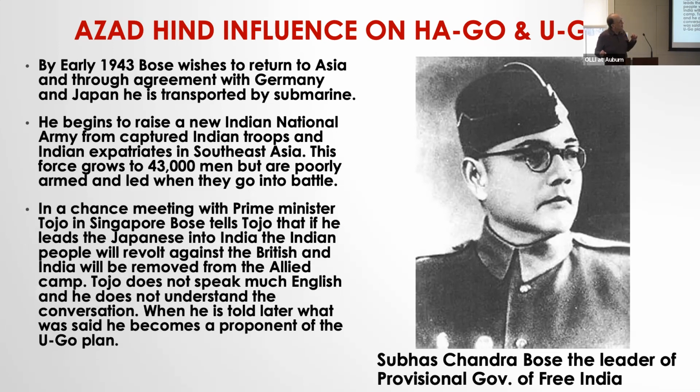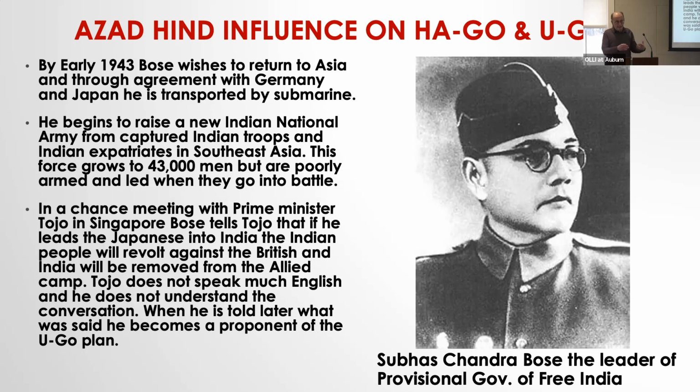So he's in Singapore, Bose is, and Tojo goes to Singapore for a conference, and he meets up with Bose. And Bose starts telling him, hey, you know, if you support me and help me invade India, you know what? India is going to rise up against the British, and we're going to have India be part of the Japanese sphere of influence. In other words, we're going to join that co-prosperity sphere. And so then Bose goes away, and Tojo's aides come up to him and go, did you hear what that Bose guy said? And Tojo's like, well, not really. I don't really understand English very well. And quite honestly, I don't know what he was really talking about.